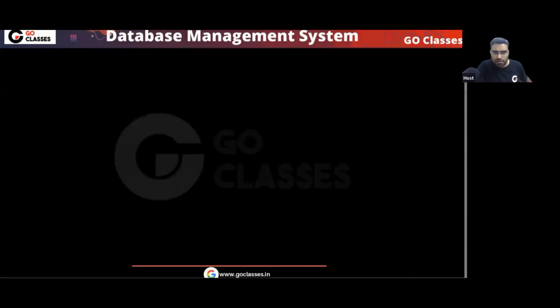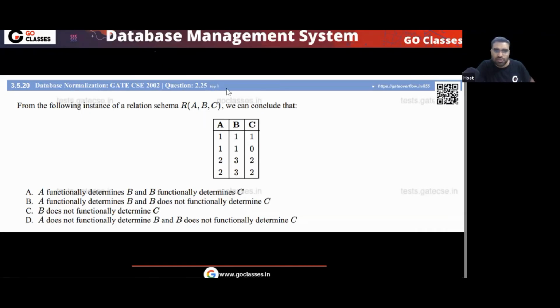Let's solve this question. This is a GATE Computer Science 2002 question. From the following instance, this instance is given to you of relation schema R(A, B, C), we can conclude which functional dependencies are present. First, you tell me, the question is asking which functional dependencies are present. Is it asking which functional dependencies are present in this instance?